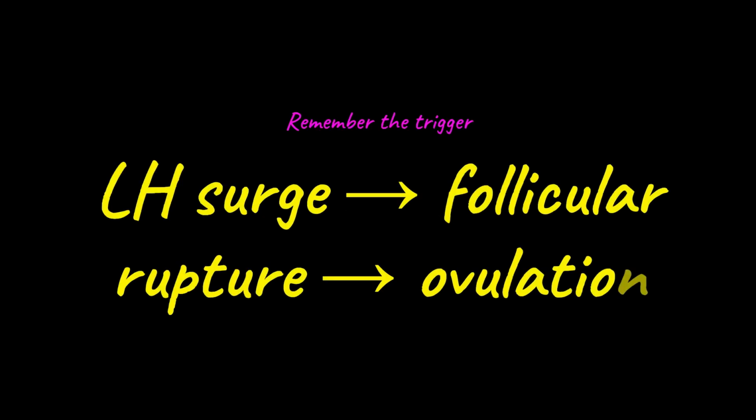If an exam question mentions surge, mid-cycle trigger, or follicular rupture, the answer is luteinizing hormone. FSH builds the follicle, estrogen thickens the lining, and progesterone maintains it, but only the LH surge causes ovulation.